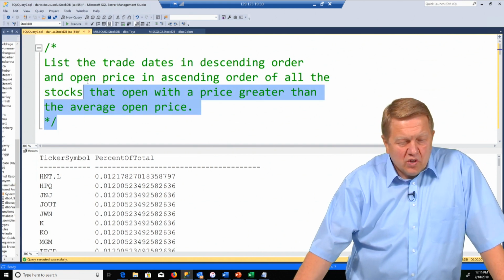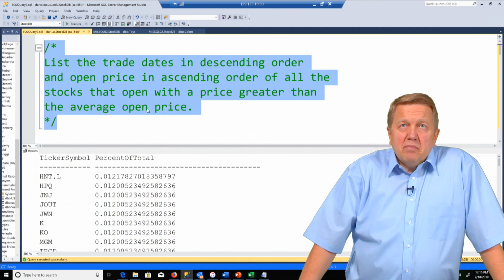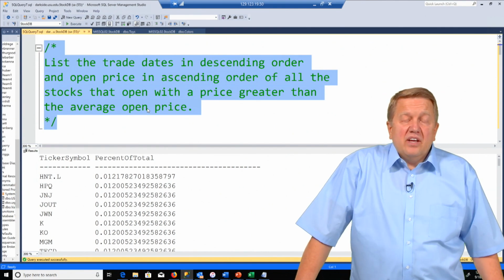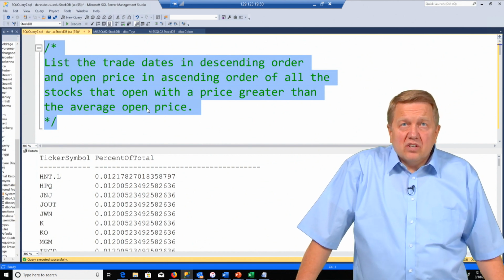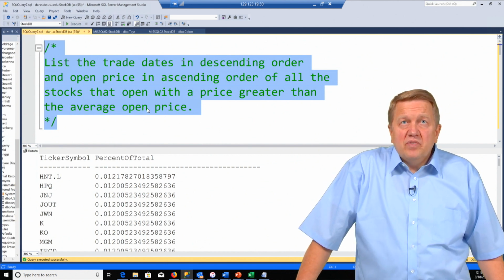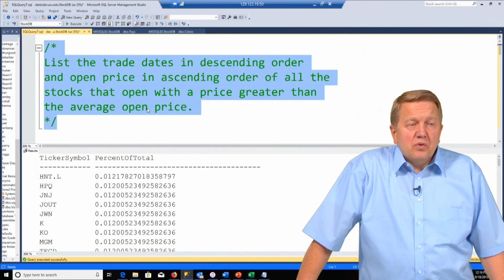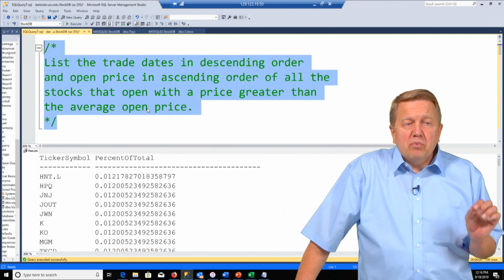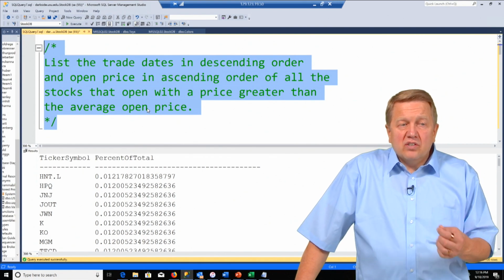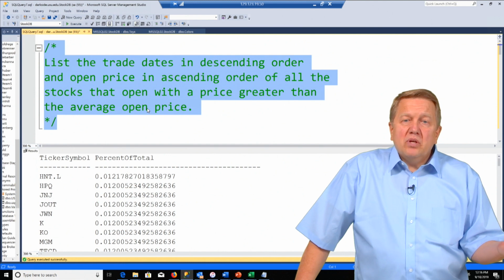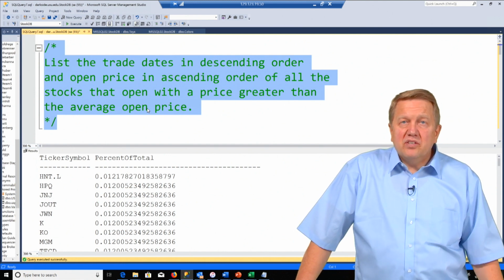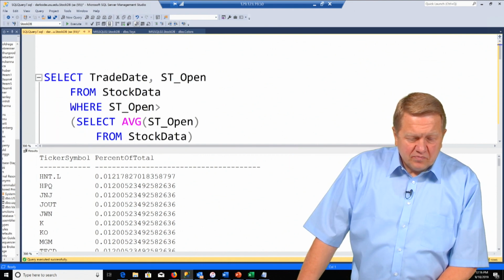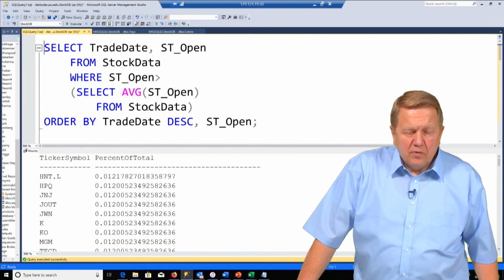Let's go to our answer. This is kind of fun because it illustrates a couple of things. One, it's a type of question you can only solve with a subquery. The other thing is, we have people sometimes that want to put an aggregate in the where clause. You cannot put an aggregate in the where clause at all. To get around that, we build a subquery, and then we compare that to something in the where clause. So let's get our query here, and this is our answer.